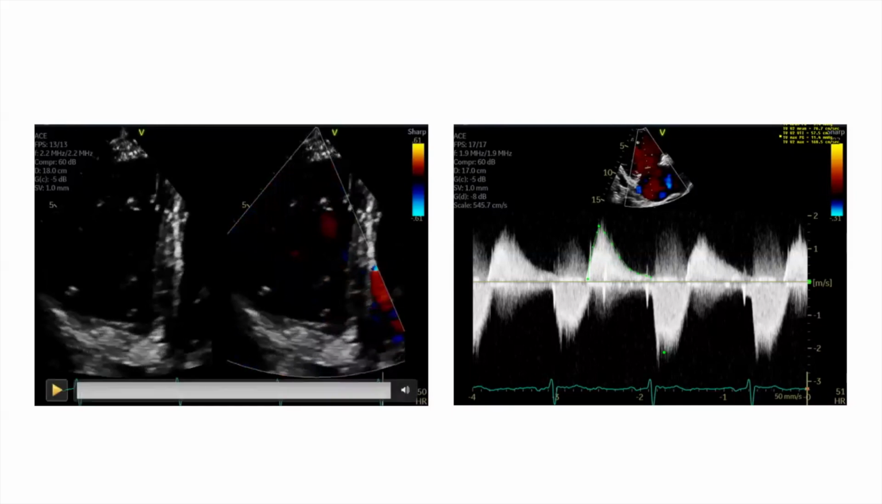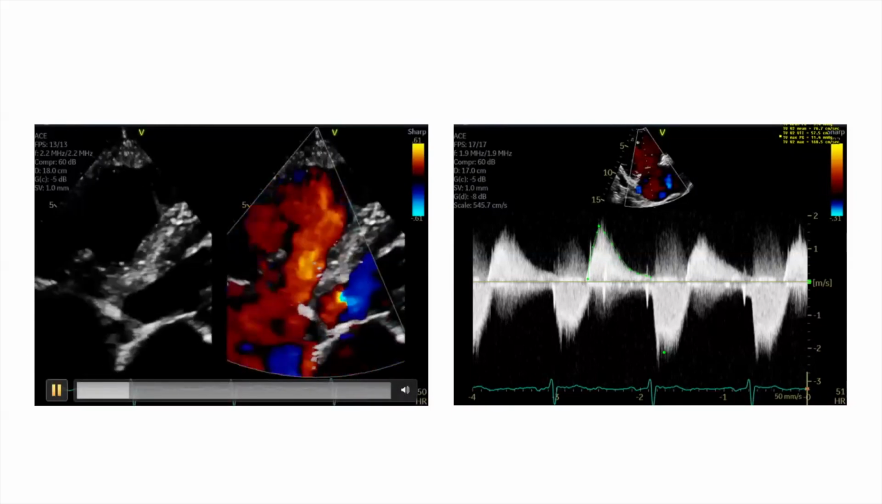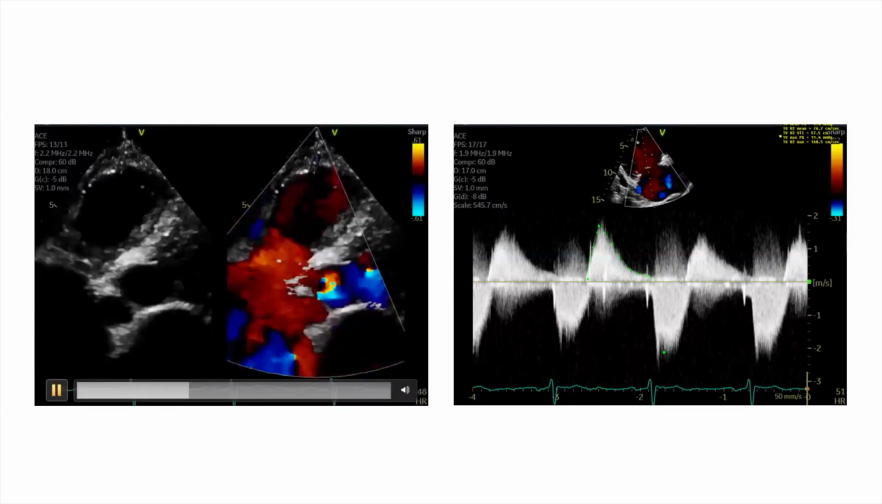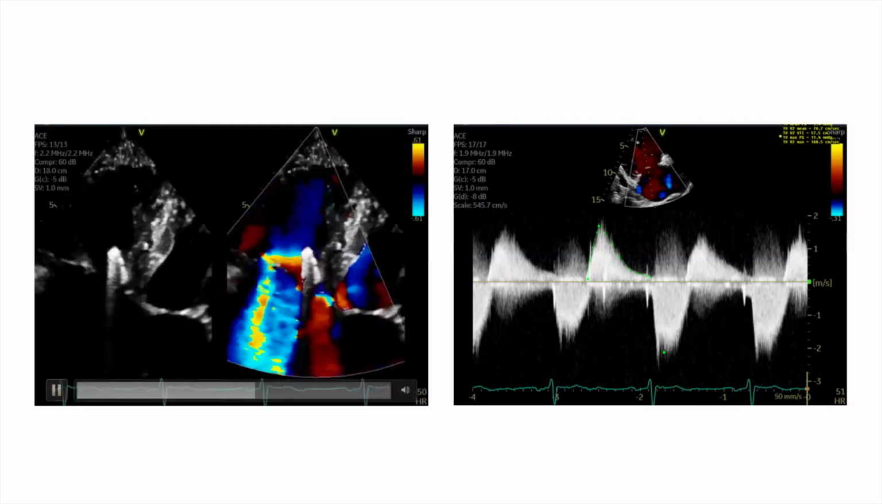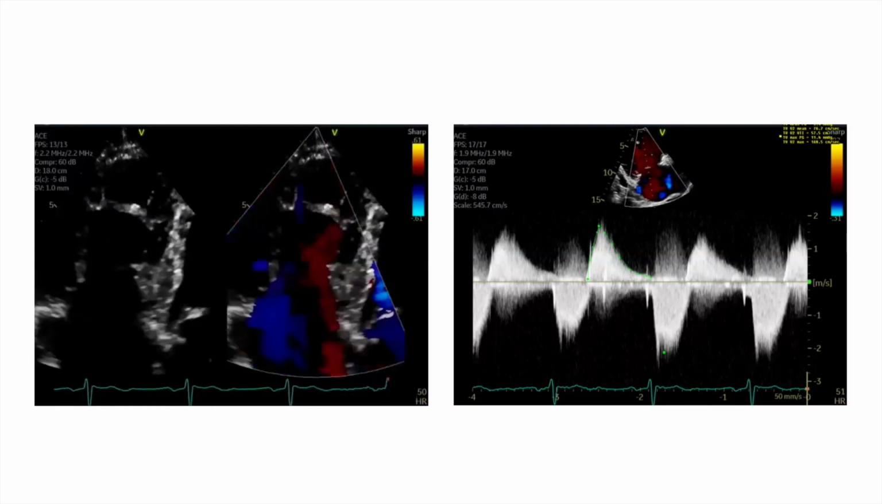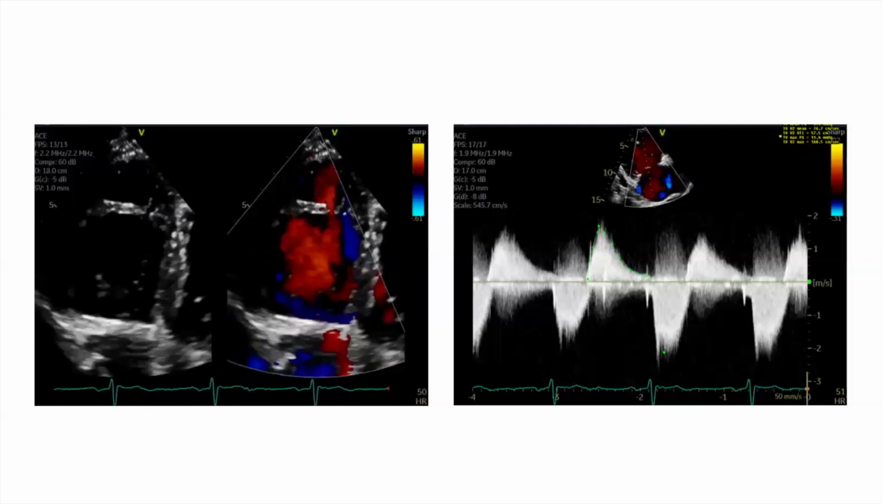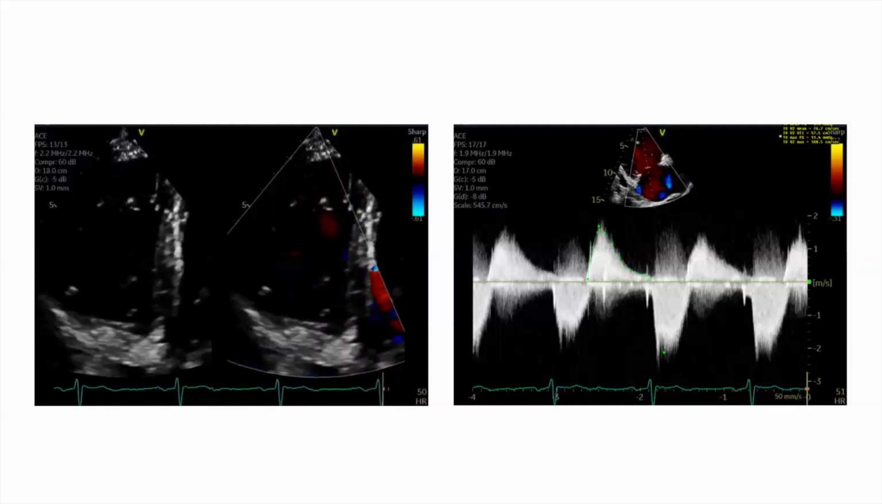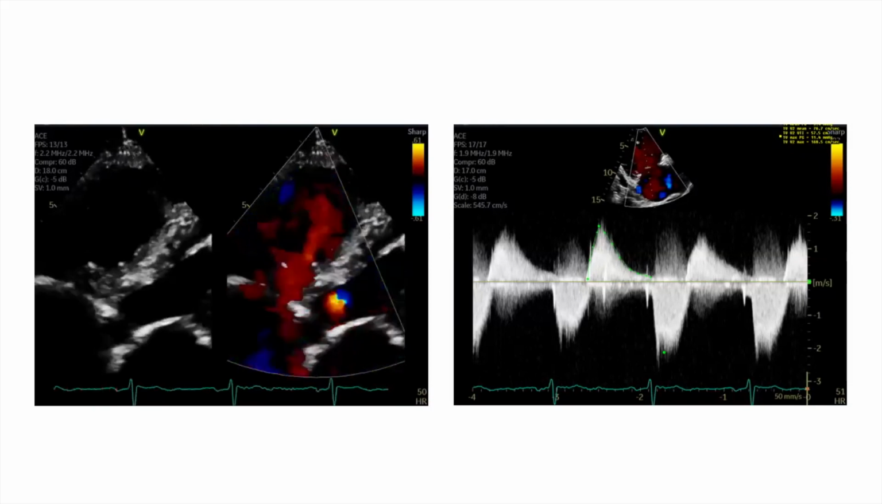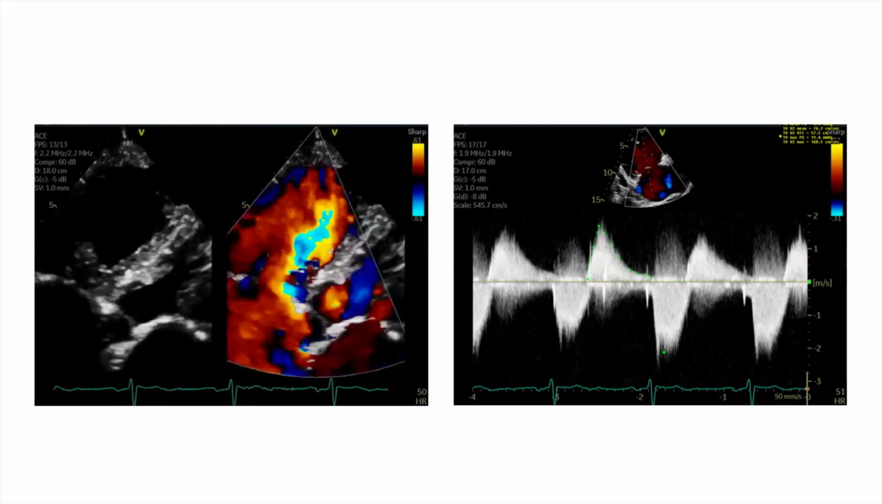And by color, there's a significant amount of regurgitation. There's a large vena contracta as well, and you can see proximal flow convergence very easily here. And then in the CW Doppler, there's a more triangular shape to that profile, which I know I didn't show you on the transthoracic echo just after the procedure, but I can certainly say that this is very dense triangular severe TR.